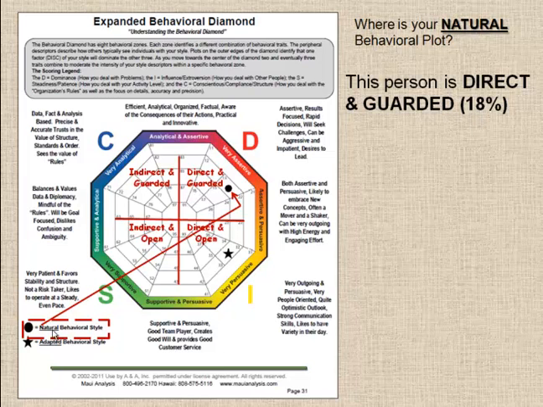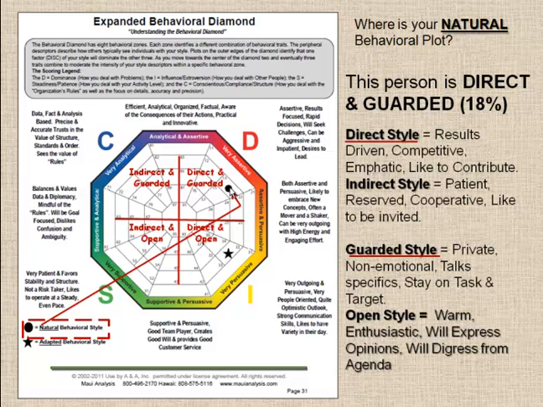So you see that his natural behaviors are here, and that's always the one that you want to focus on, the natural style. So he is direct, that is, this individual is very results-driven, competitive, emphatic, likes to contribute, and he is guarded. You see, direct and guarded anywhere in this quadrant. So private, non-emotional, talks specifics, wants to stay on task and on target.